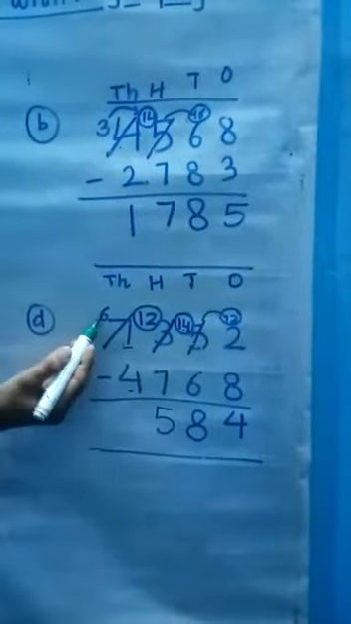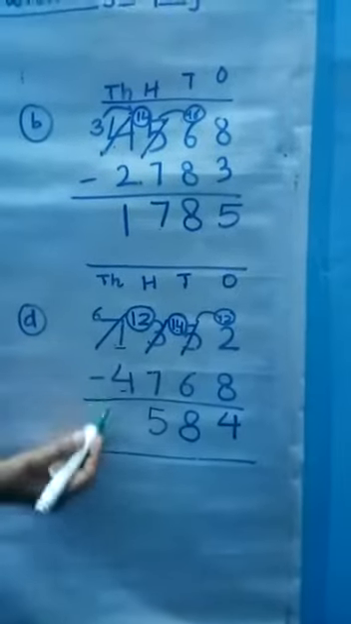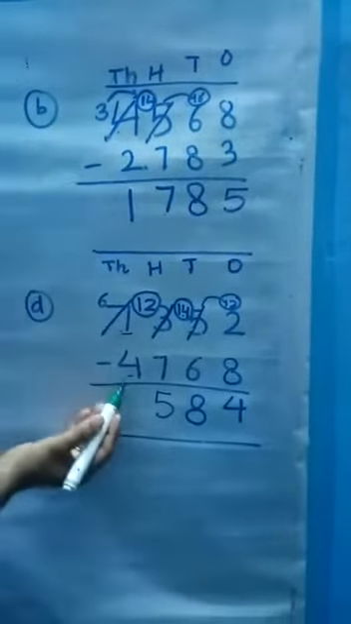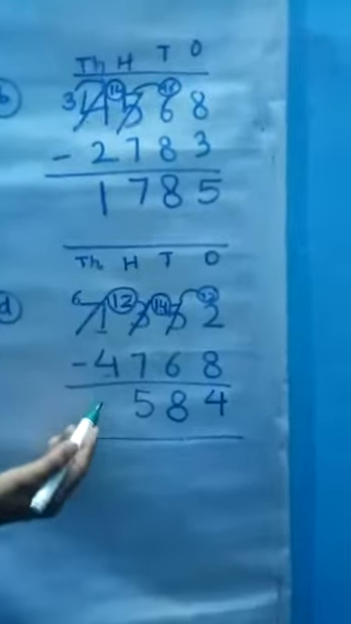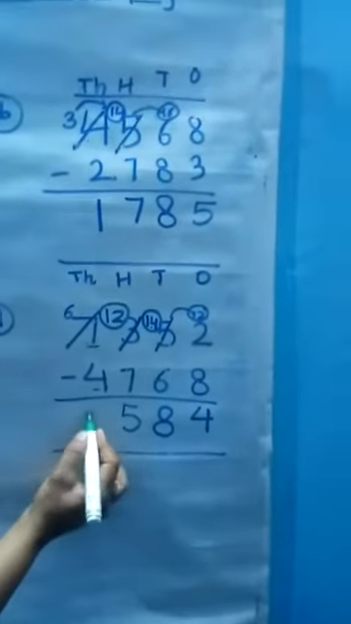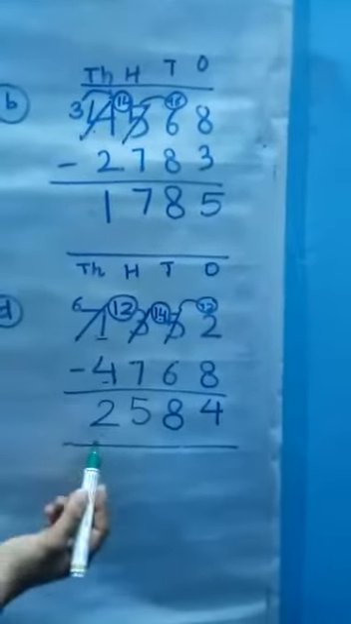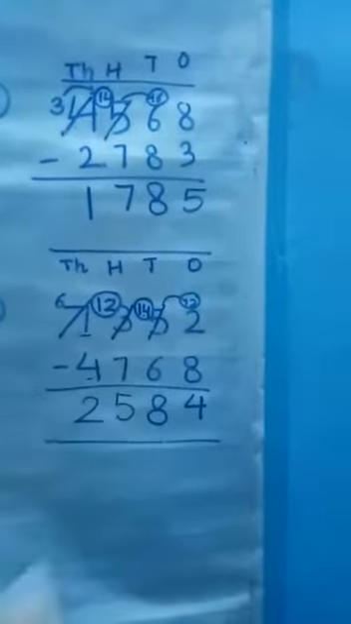So in this case 6 is bigger and 4 is smaller. So I hope we are able to deduct it directly without taking help from anyone else. 6 minus 4 is 2. So the answer is 2584.